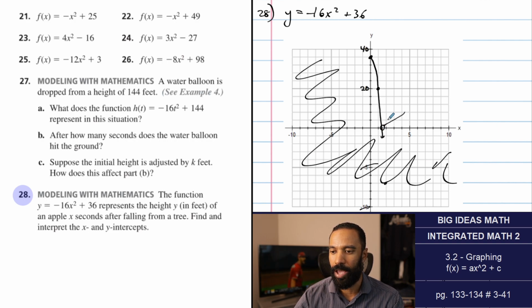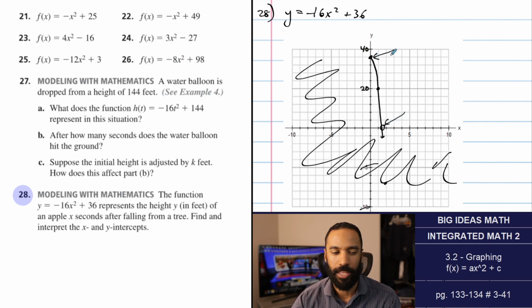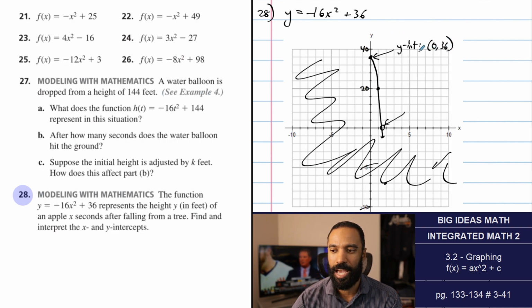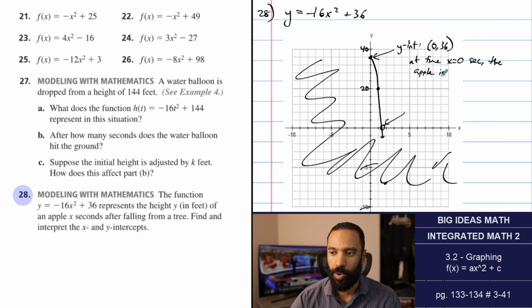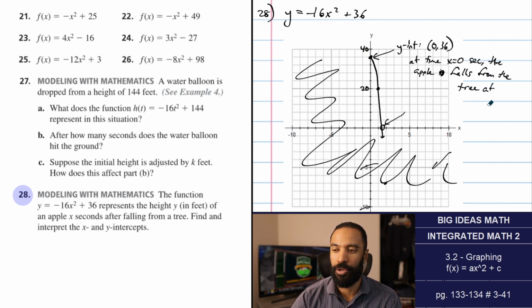We got to find out what that y-intercept is. The y-intercept is 0, 36. That means at time 0 seconds, the apple is dropped from the tree, falls from the tree, from 36 feet above the ground.